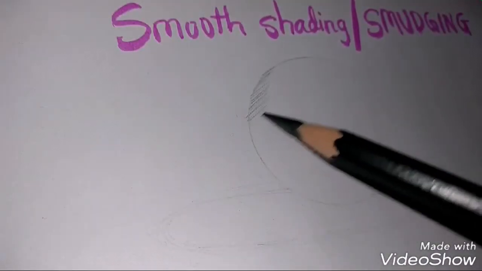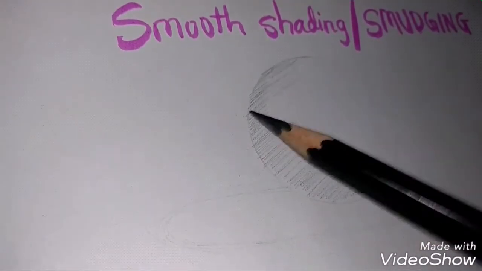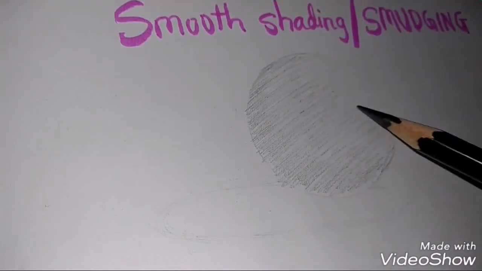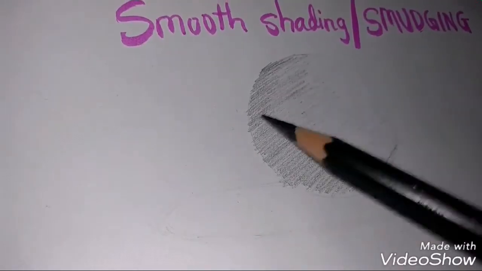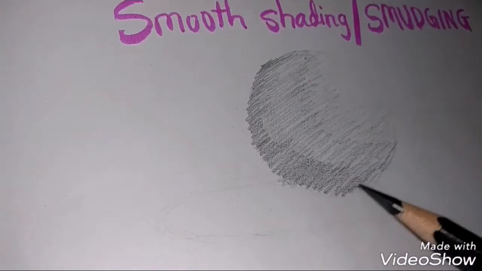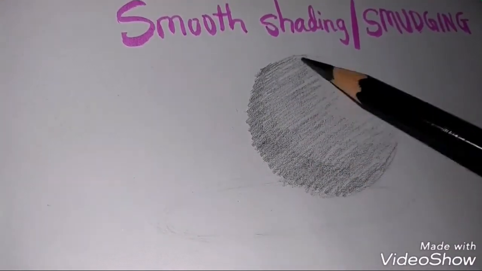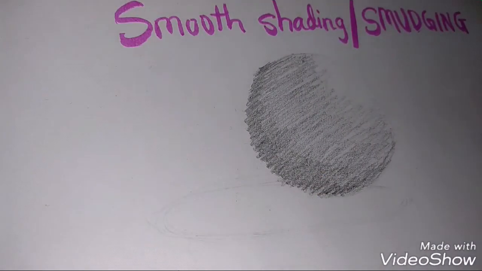The number 1 technique is the smooth shading or smudging technique. This is one of the most common techniques used for realistic drawing. This technique is pretty simple. Overlap on the previously done areas for darker shades. You can even apply pressure for darker shades and release pressure on the pencil for lighter tones. This is the technique which most people use.